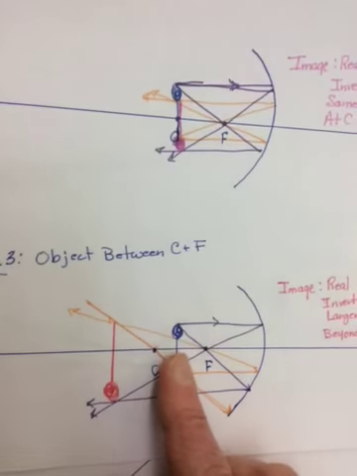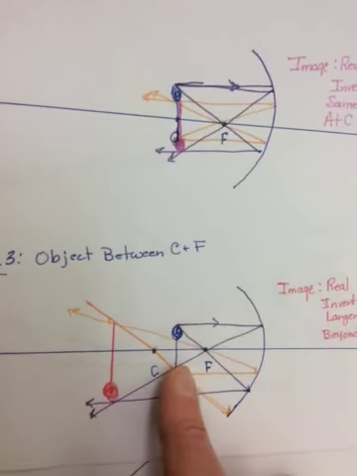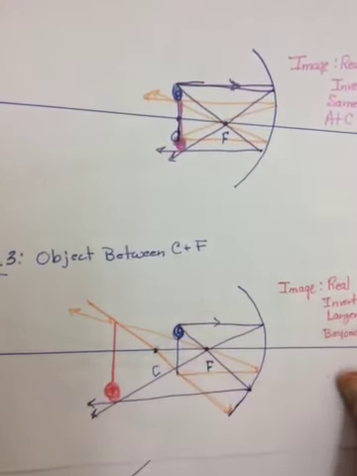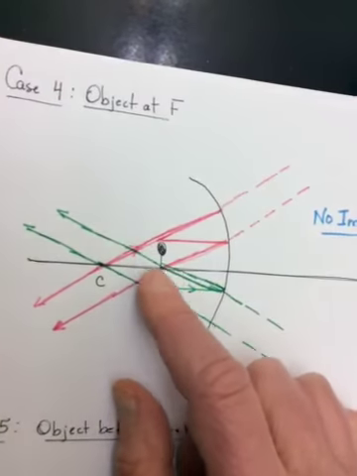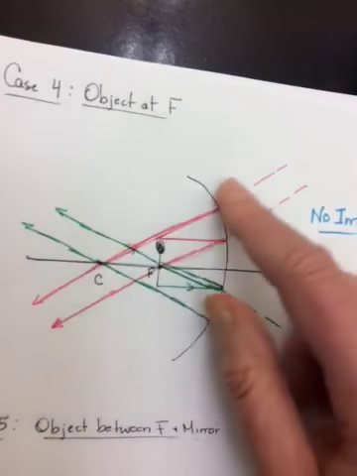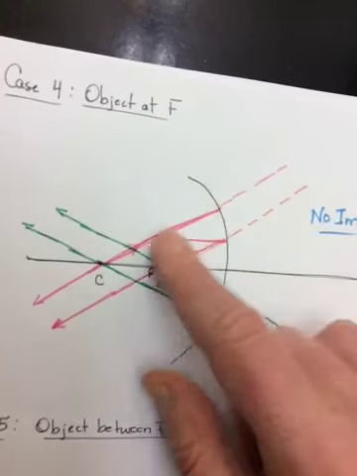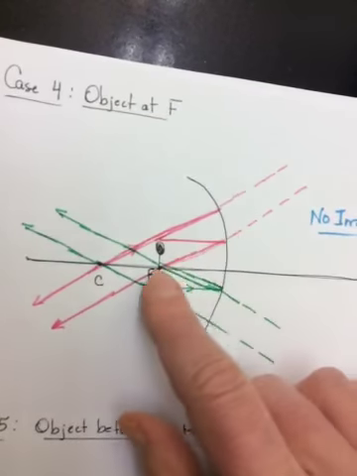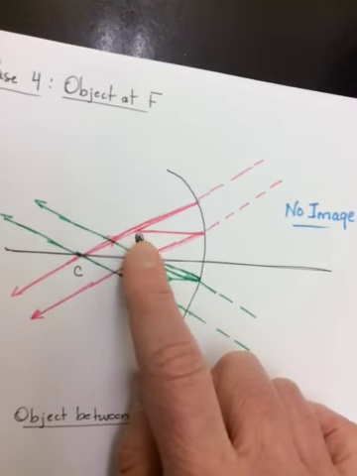Okay? So I keep moving the object in, the image is going to keep moving out, getting bigger, until I get the object at F. And when the object is at F, it's like the turning point. The light rays, and if I did this on the board, they'd be closer to parallel. The reflected rays end up being parallel. It means they never cross. So at F, there is no image.